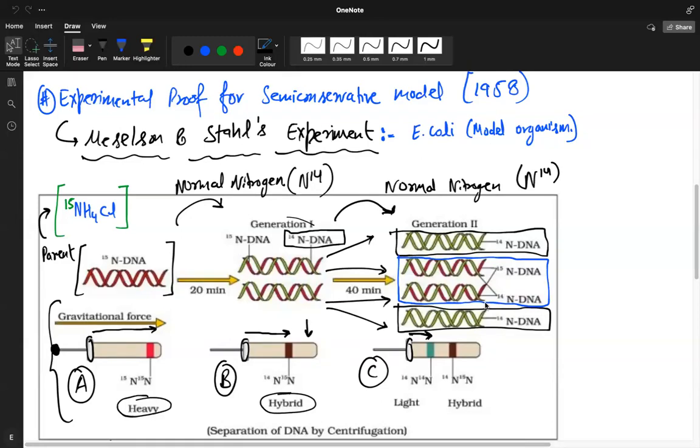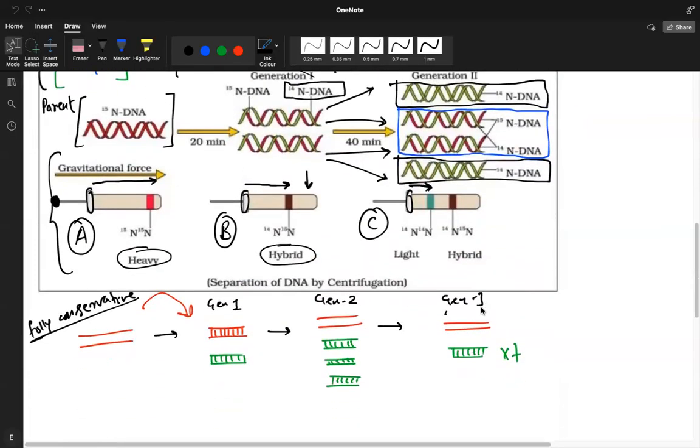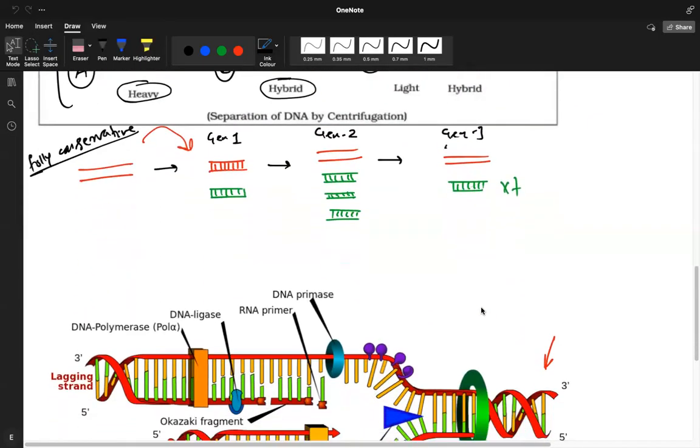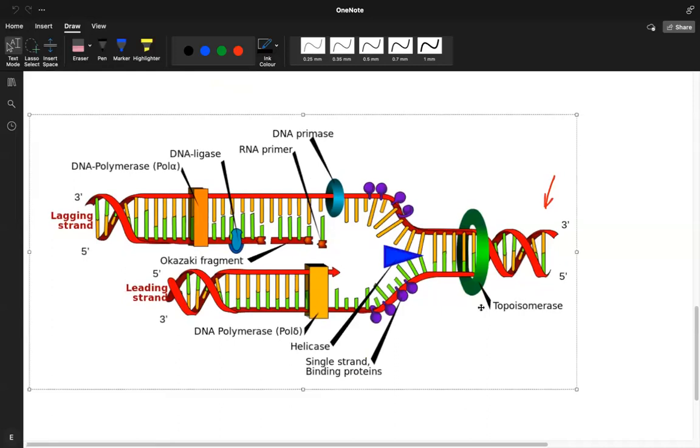It's okay. For the first generation, we introduced the parent with normal nitrogen. After 20 minutes, we see that there is a hybrid DNA. Then in the second generation, after 40 minutes, we got two strands which were light and the other two strands which were hybrid. And this further proved that DNA has a semi-conservative nature. Right. Perfect. So this was basically what we discussed in the last class majorly.